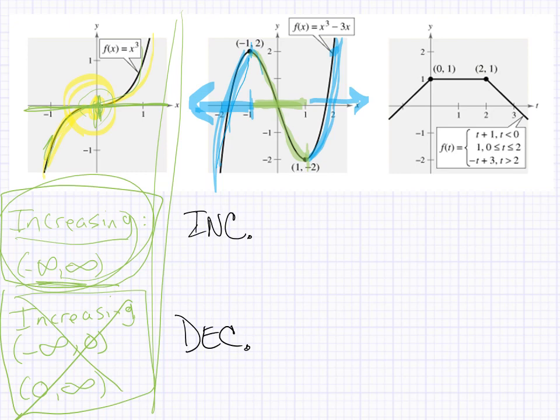So I would say it's increasing from -infinity to -1. And it's also increasing from 1 to +infinity. It's decreasing between -1 and 1. Now notice I put parentheses here, here, here, and here. Now why is that?